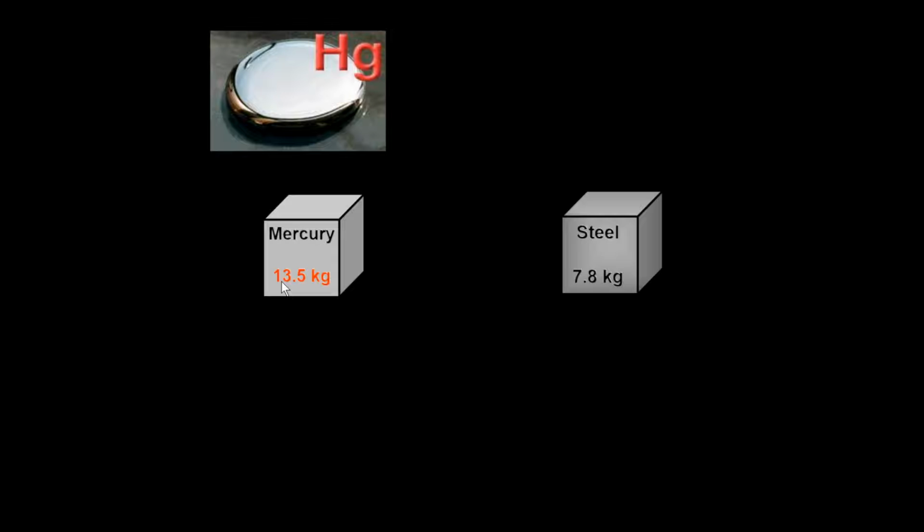If you tried to pick up a container of mercury, it just seems way heavier than something that big could possibly be. But if this is a liter of mercury, it would have a mass of about 13.5 kilograms, that same volume of steel, only about 7.8 kilograms. So gravity's pulling down on that with more force than gravity's pulling down on that.